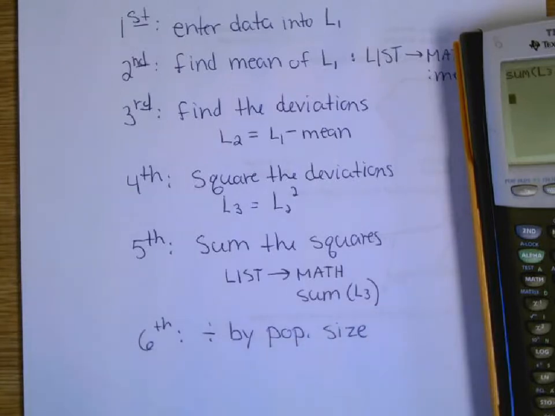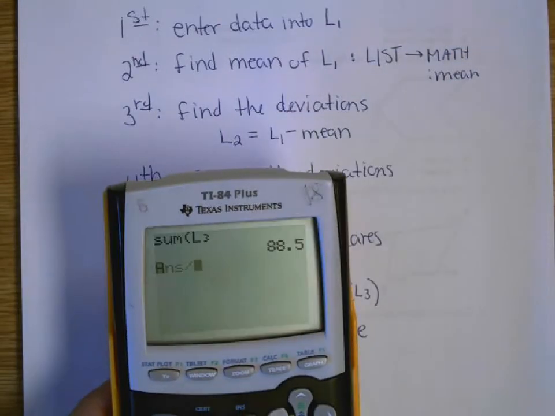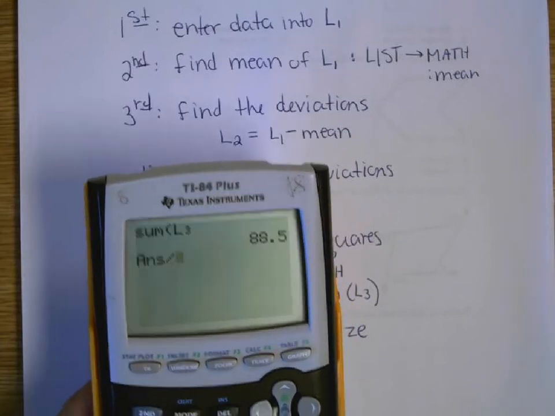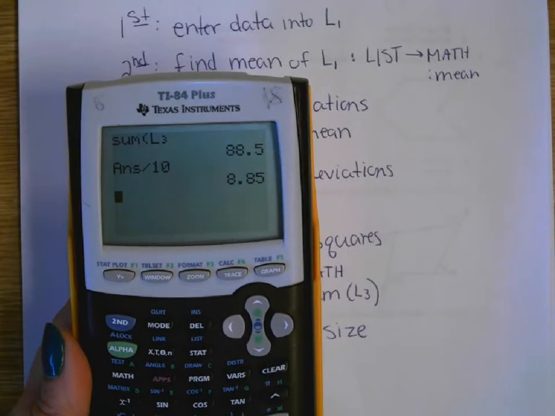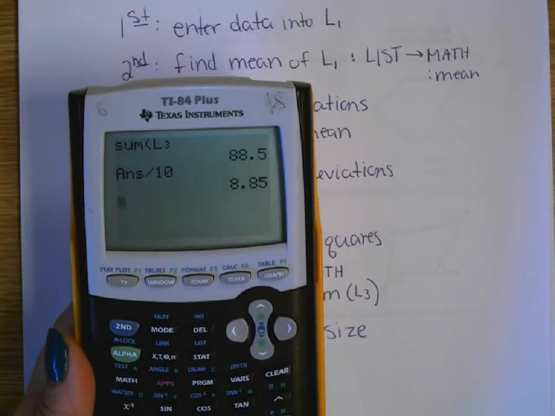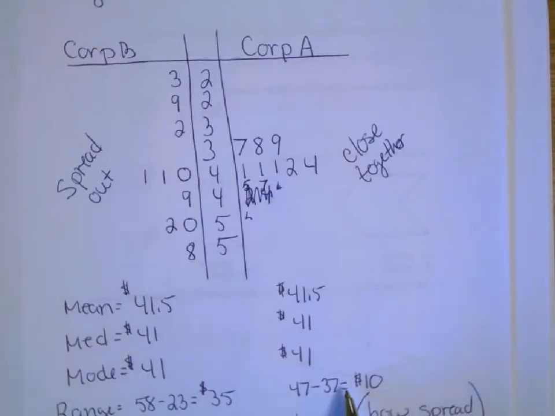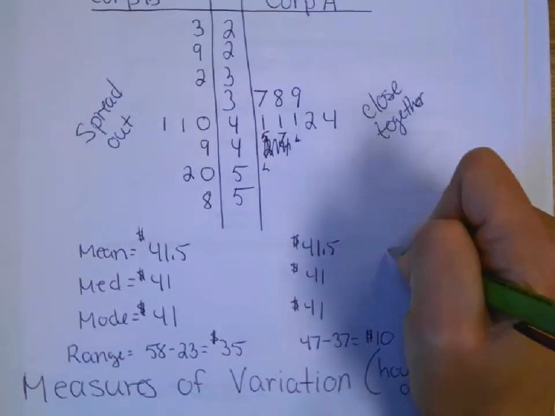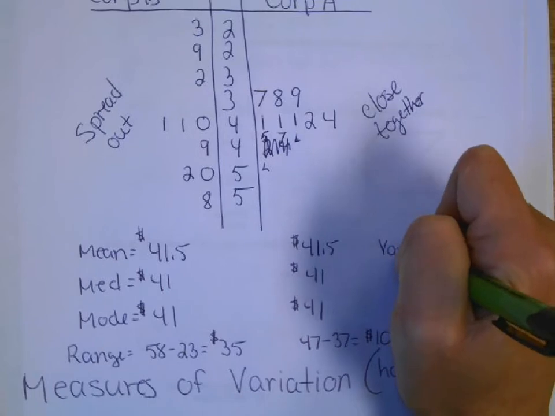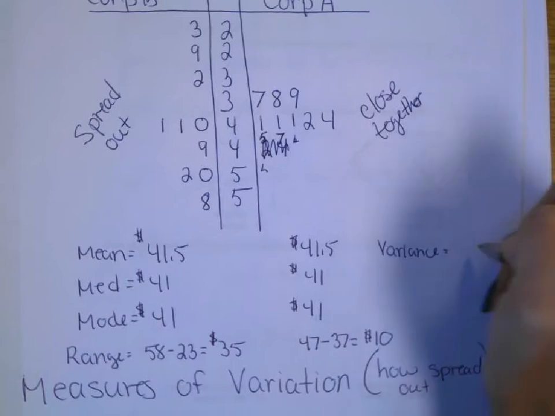for Corporation A. So, I got to divide by, I had 10 new employees, so I'll divide by 10, and I get a variance of 8.85. So if we go back, I did range, I want to stick variance in here, and that was Corporation A that I just did. So the variance is 8.85.